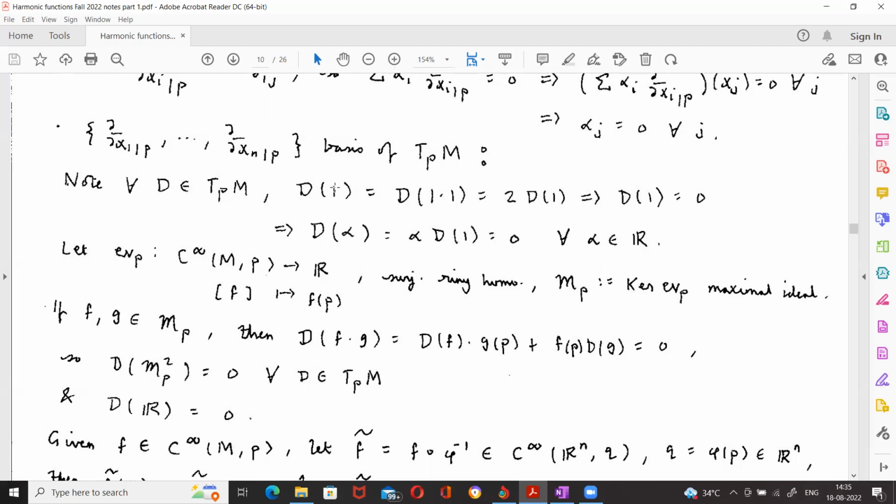If I look at the constant function 1, then I can write 1 as 1 times 1. So therefore, d of 1 will be d of 1 times 1. By the Leibniz rule, this will be d of 1 into 1 plus 1 into d of 1, which is 2 times d of 1. So therefore, d of 1 is 2 times d of 1. Therefore, d of 1 is 0. Okay. So d vanishes on the constant function 1. And if I take any constant function alpha, where alpha is a real number, then by linearity, I can write this as alpha times d of 1, and that is also 0. So therefore, d vanishes on the constants.